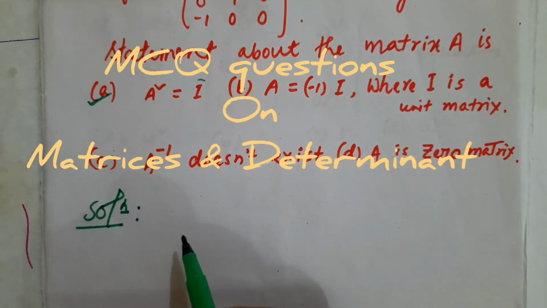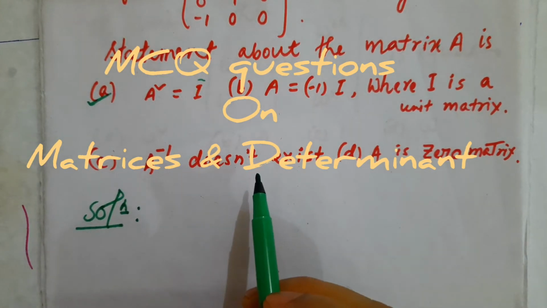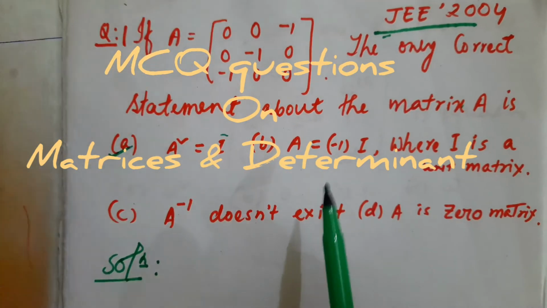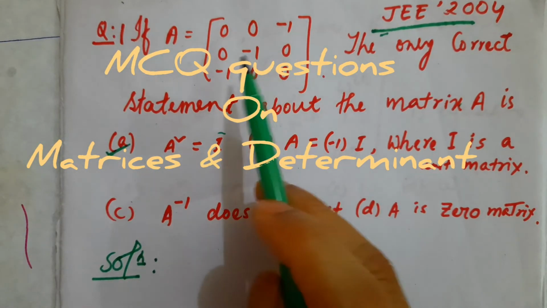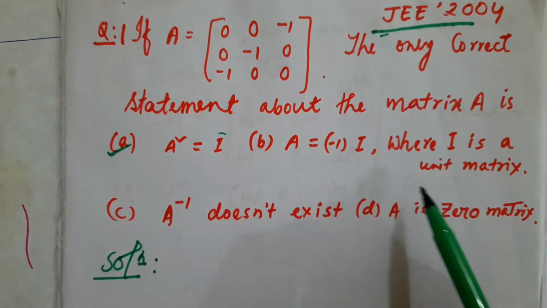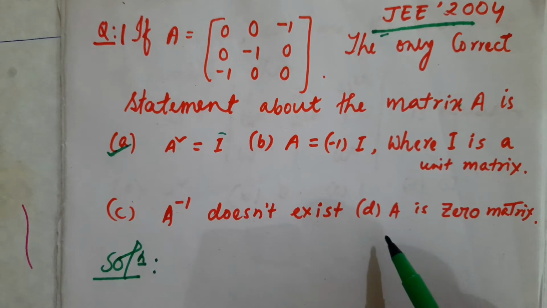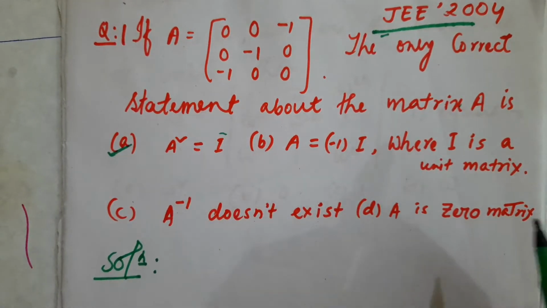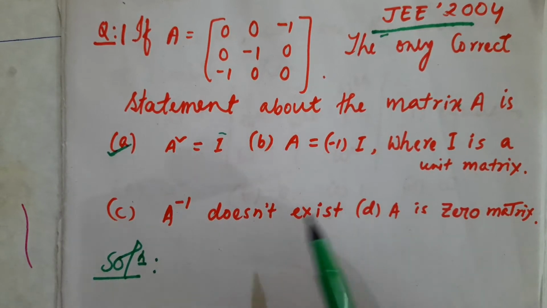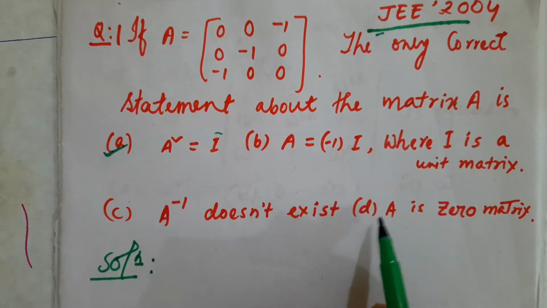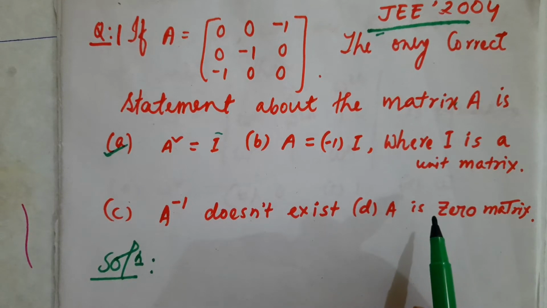Since the question is an MCQ, first we will check the options. The matrix A is 0, 0, minus 1, 0, minus 1, 0, minus 1, 0, 0. Definitely it is not a zero matrix. So option D is not correct. Now we will check, we can say that A is not a zero matrix.